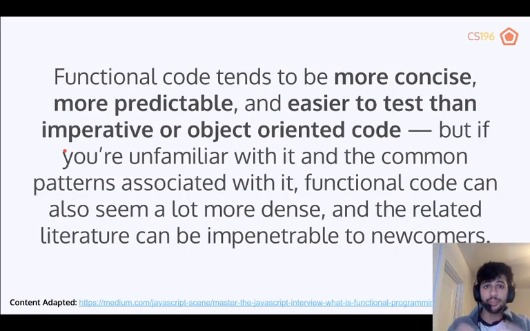And so what are the benefits of using functional code? Why is functional programming something that is good to be familiar with? Well, functional code tends to be more concise. It tends to be more predictable. It's easier to test than imperative or object-oriented code.